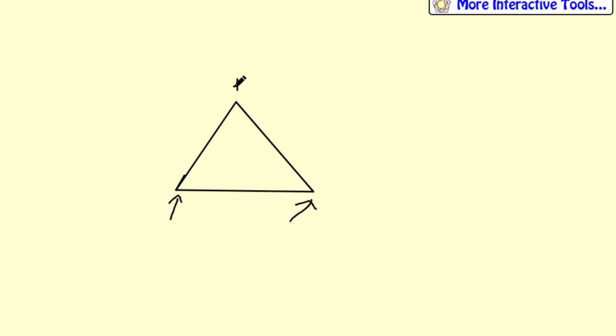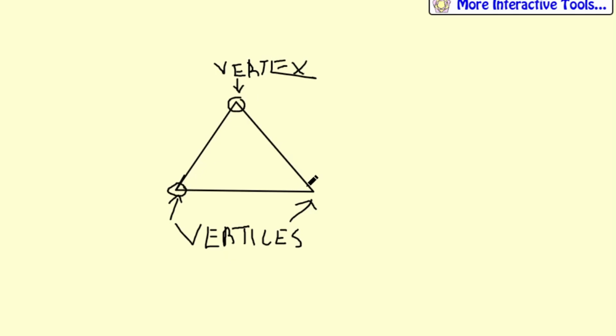All right. And these have a name. So these two are called vertices. And this single one at the top is called a vertex. So the vertex and vertices are pretty much the corners where two lines meet to form an angle. All right. And there are different types of triangles.